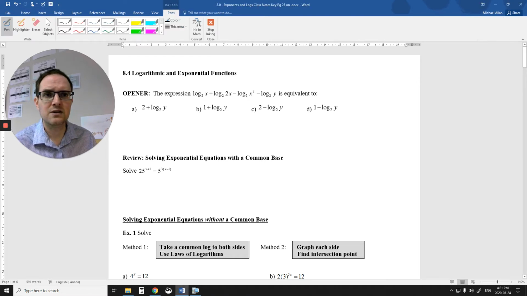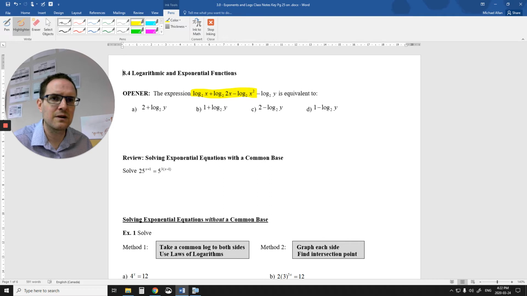The first question here is just a little opener. Can we use some of our log laws to combine these into a single log, which is a multiple choice question, or just try to figure out which one is the equivalent one? So let's see what we have here. If I look at my answers here, they haven't combined any of the log y's together, but it seems like they got rid of all the log x's for some reason. So I'm going to look at just the x parts here and see what would happen if I combine these together.